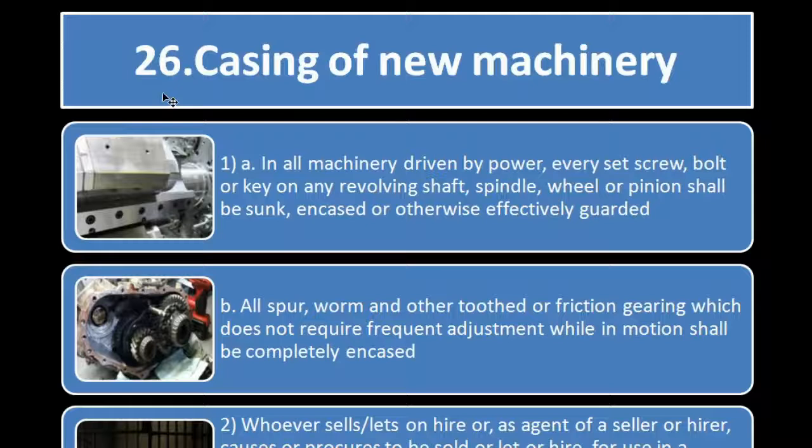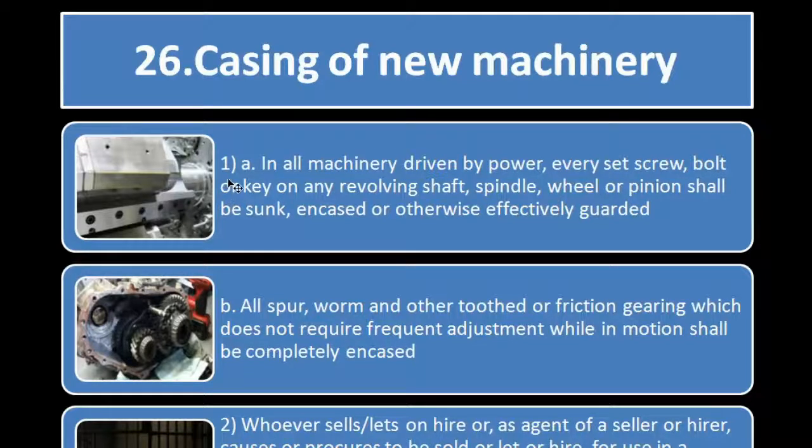Now we'll speak about section 26, that is casing of new machinery. This section speaks about casing or guarding of the revolving part of the machine and also the fasteners which are fitted to it. It also mentions the punishment to be given to a person if the above subsections are not followed. And it also gives an authority to the state government to frame rules in this regard. So we'll go through this standard one by one.